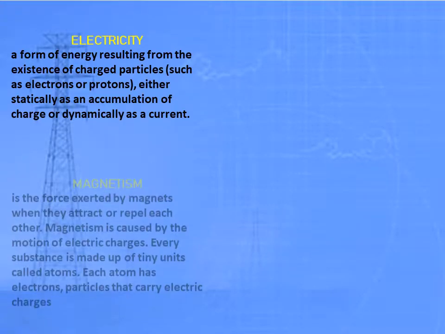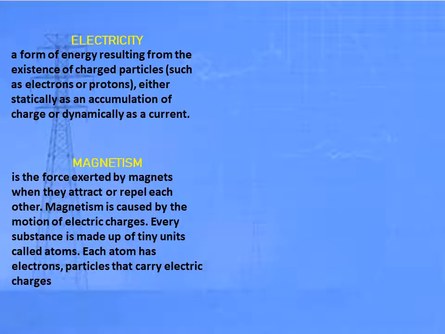So let's start. First is electricity. Electricity is a form of energy resulting from the existence of charged particles such as electrons or protons, either statically as an accumulation of charge or dynamically as a current. And we also have magnetism, which is the force exerted by magnets when they attract or repel each other. Magnetism is caused by the motion of electric charges.